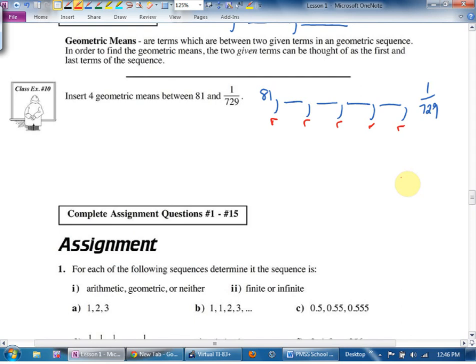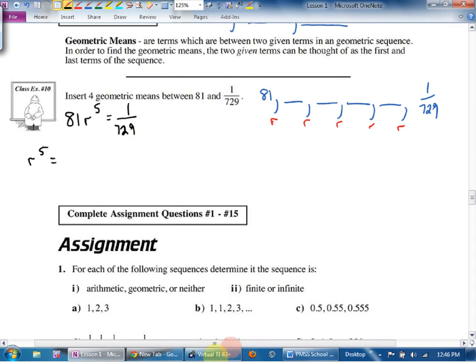Starting with 81, r to the fifth equals 1 over 729. How would I get the r to the fifth by itself? R to the fifth equals 1 over 729 divided by 81. Math, enter, enter.